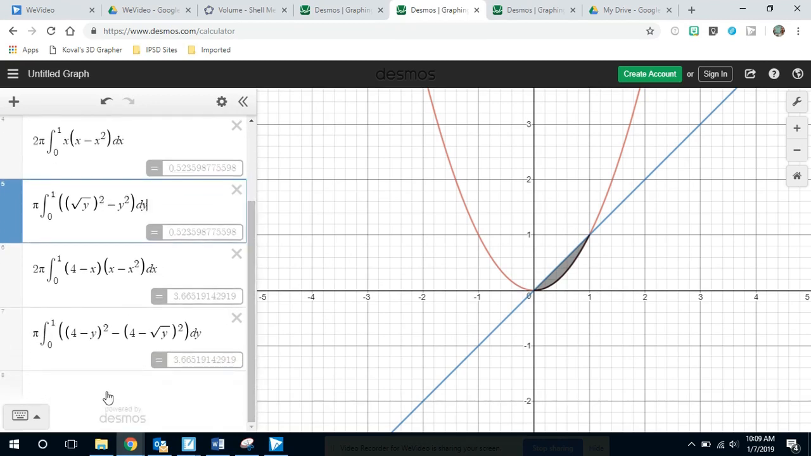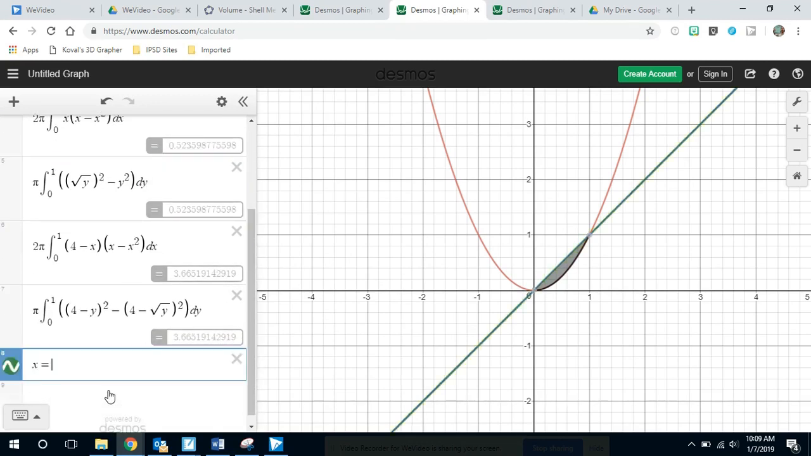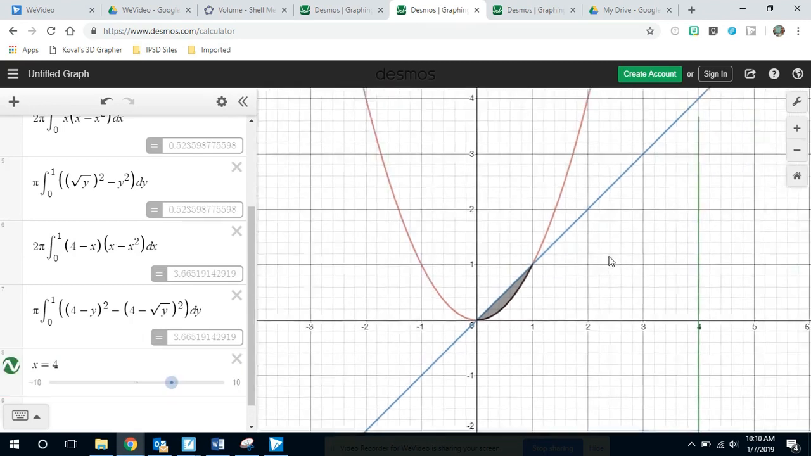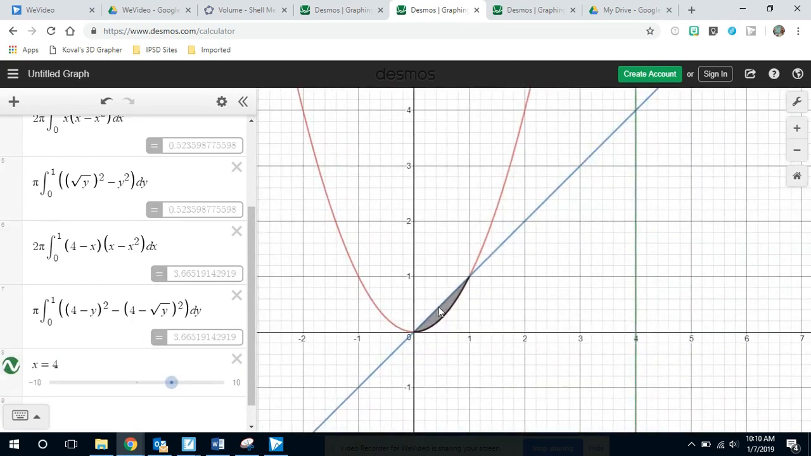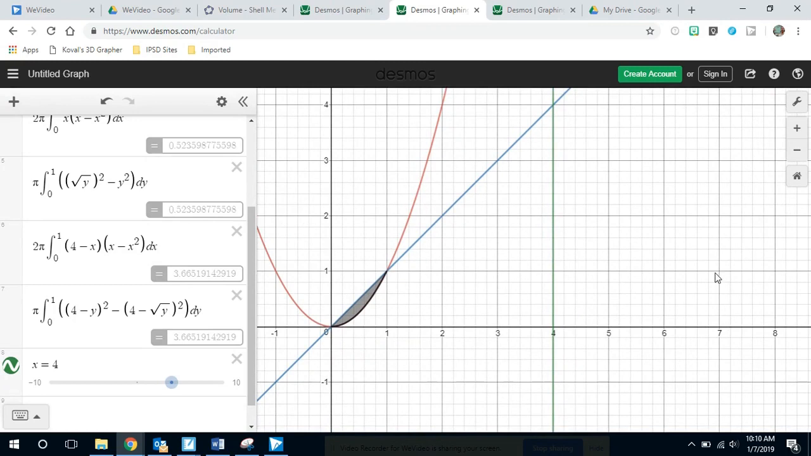Problem 3, we would be revolving it around the line x equals 4, which is way out here. We would take this thing and it would go all the way over, it's even further than that. The other side of this cylindrical looking shape where there's a giant hole in the middle would be over here, and then it would come way out of the screen kind of towards you. It's a giant 3D shape. That volume would be about 3.665.